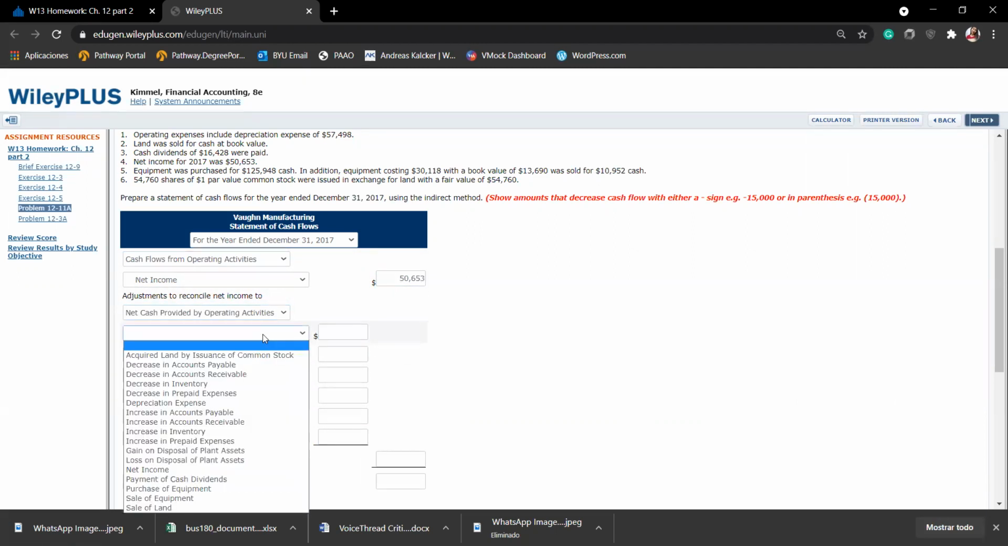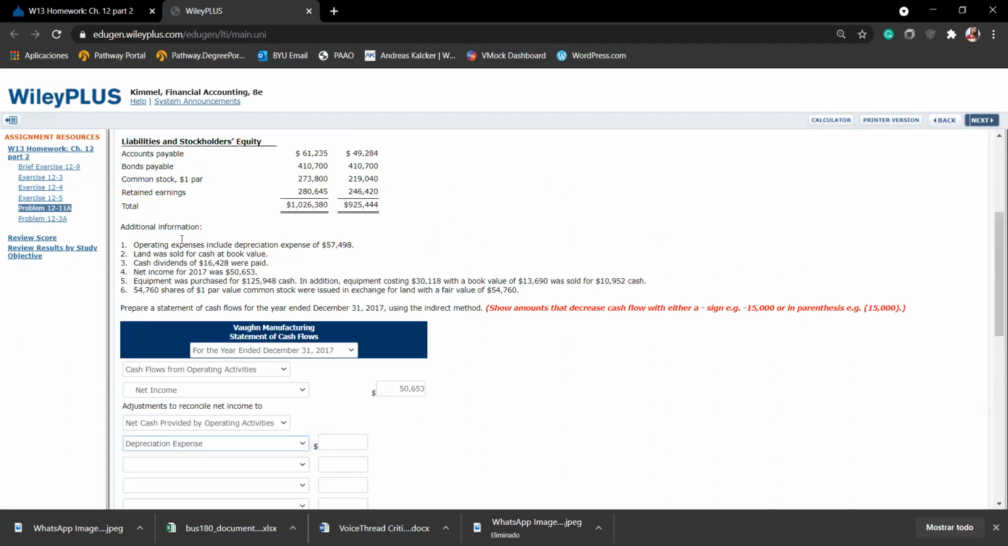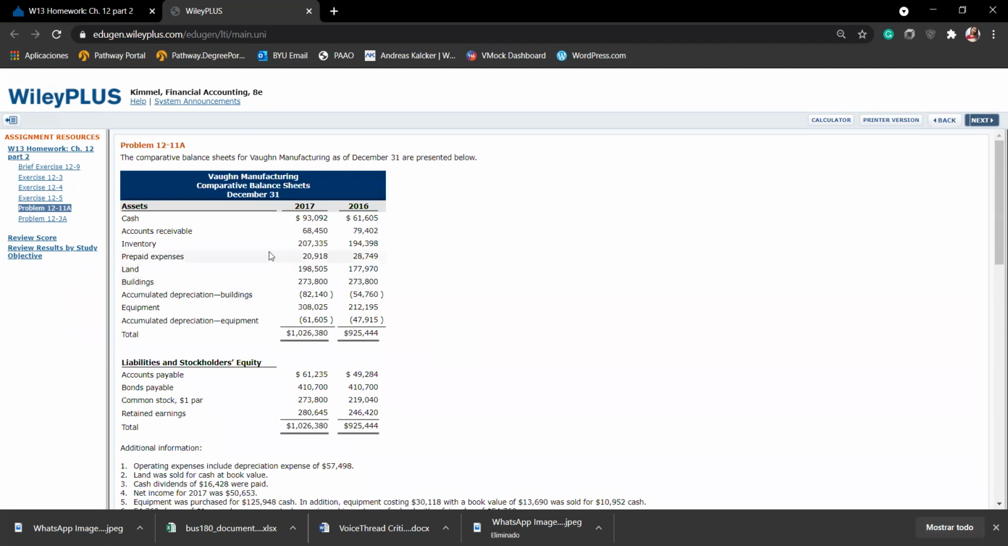We are going to start with depreciation expense. The depreciation expense is given in the first point. Operating expenses include depreciation expense of this amount. We copy that. Then we are going to do an analysis of what affects the cash flow. We are going to start with the inventory.